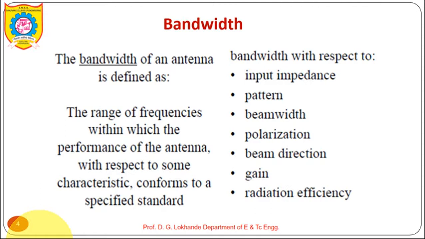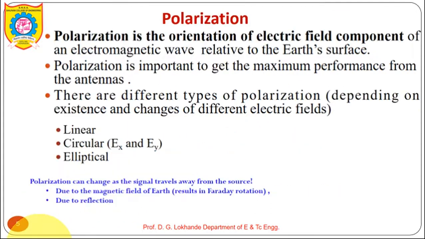Then the polarization: we need to observe and understand whether the signal is vertically polarized, horizontally polarized, or circularly polarized. Based on that, the proper transmitting and receiving antenna selection will be made. Then the beam direction, the directivity that we already mentioned, the gain of the antenna, and the radiation efficiency. So based on these performance parameters, we need to observe the specified bandwidth for the antenna.